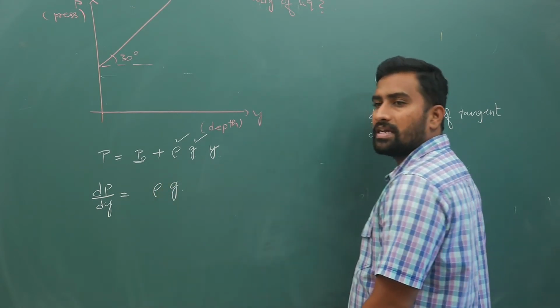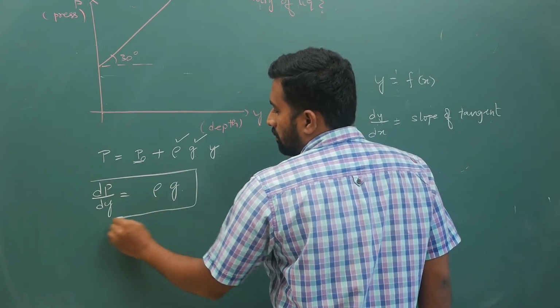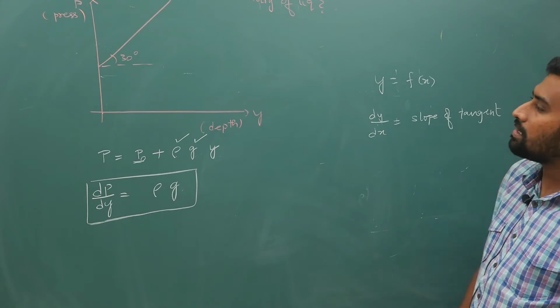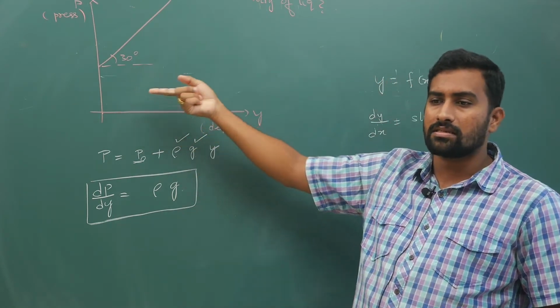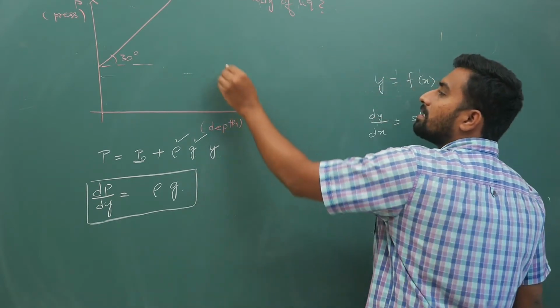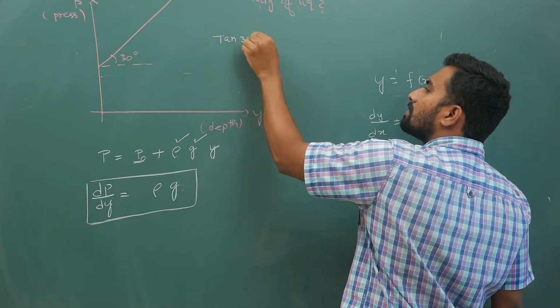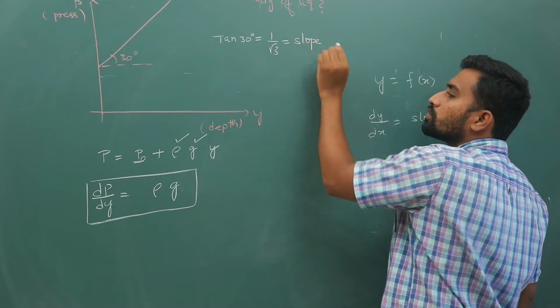Your dp by dy value is rho into g. Now, what does dp by dy mean here? It is the variation of pressure with respect to depth. This angle is 30 degrees, right? So the slope is tan 30, which is 1 by root 3, and this part is equivalent to the slope.